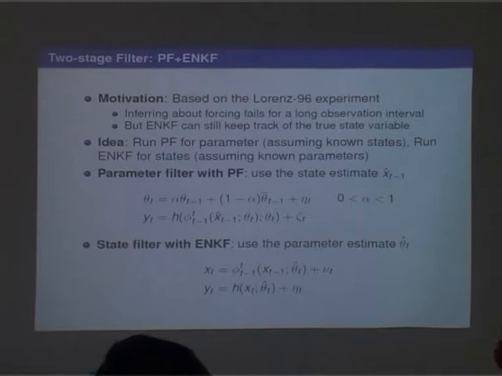That's mainly because when we run EnKF with the augmented state, the observation increment is translated to the increment of the parameters based on the cross covariance between the parameters and the state. If that's not enough, then perhaps we might run particle filtering on the parameters, assuming a known state, and run the EnKF for the state, assuming known parameters.